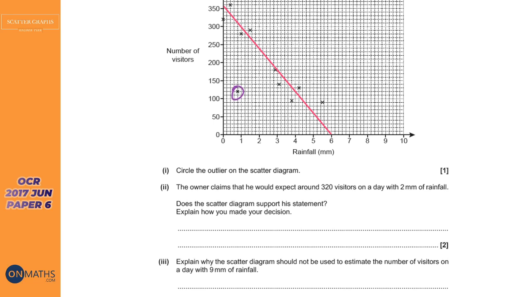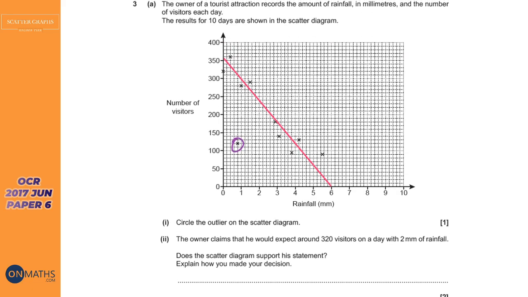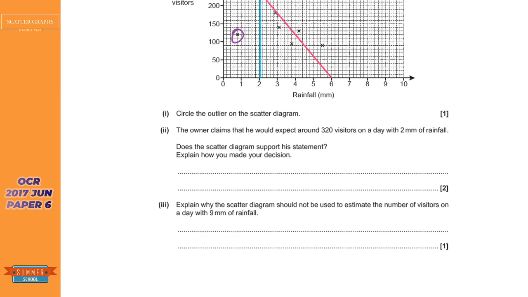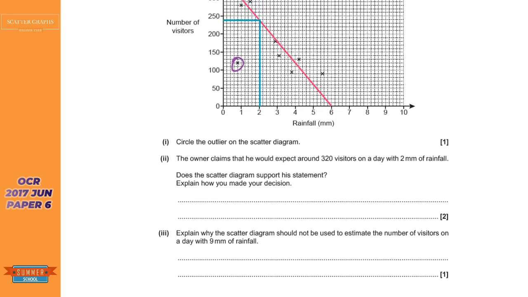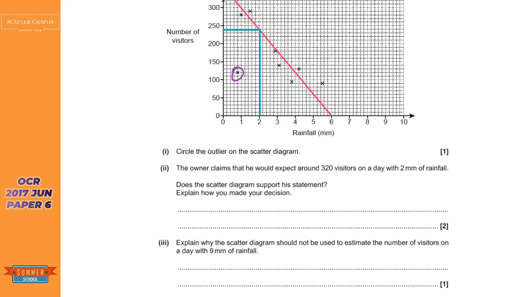Next one says the owner claims that he would expect about 320 visitors on a day with 2 millimeters of rainfall. So let's focus on that 2 millimeters of rainfall. Let's draw a line up and see whether he's correct looking at the scatter graph. Now we've shown that actually he'd expect about 240. So, does the scatter diagram support his statement? He said 320, but we've found it's about 240.